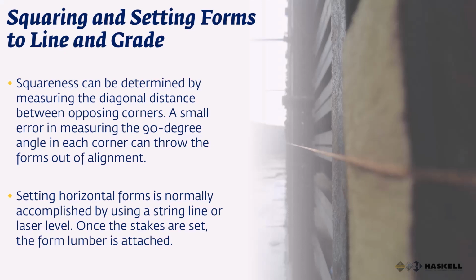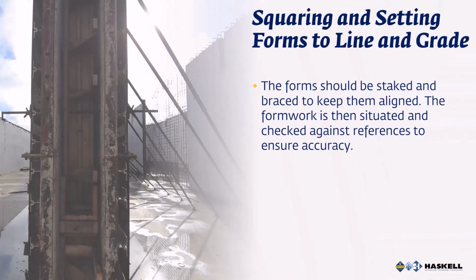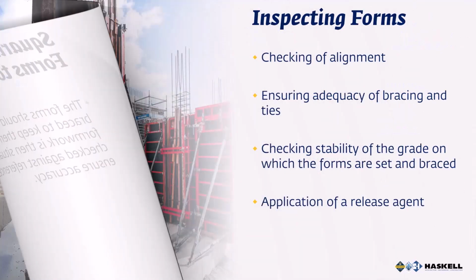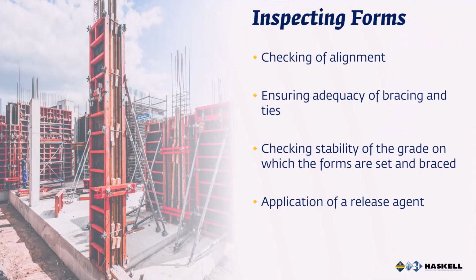laser level. Once the stakes are set, the form lumber is attached. The forms should be staked and braced to keep them in vertical and horizontal alignment. The formwork is then situated and checked against those references to ensure accuracy. Before concrete placement begins, the formwork must have a final inspection.